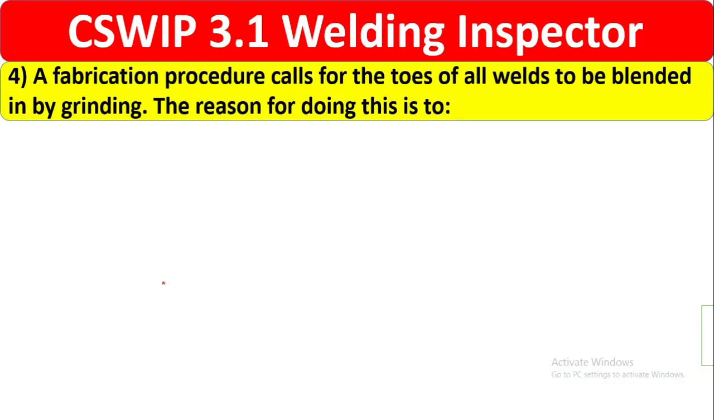Question number 4. A fabrication procedure calls for the toes of all welds to be blended in by grinding. What is the reason for doing this? In fabrication inspection, you see in the fillet weld or the butt weld that the toes should be blended in by grinding. There should not be any sharp edge. Why?